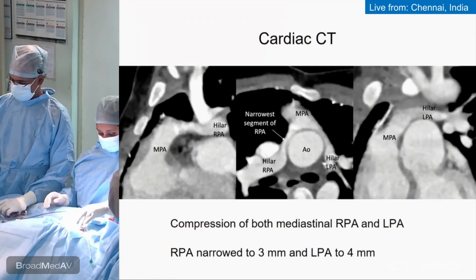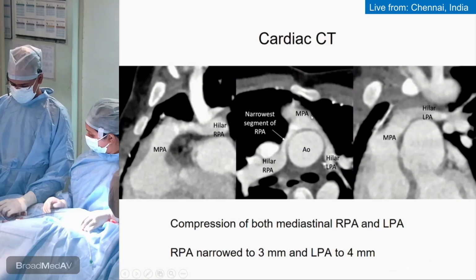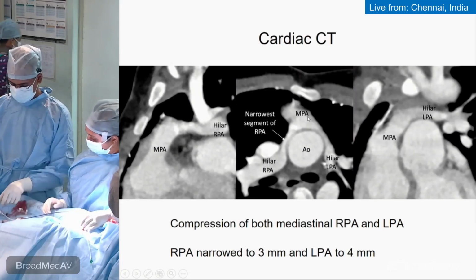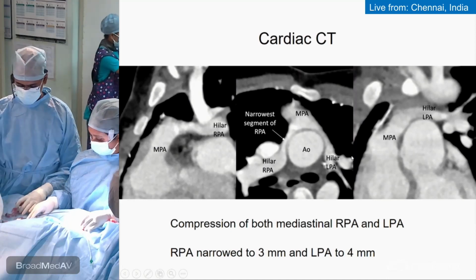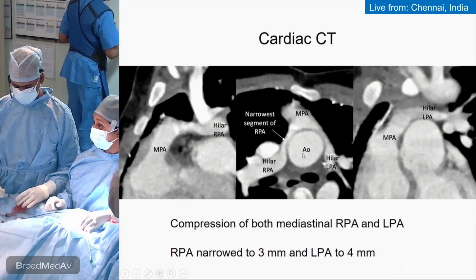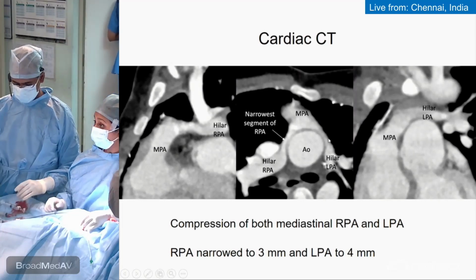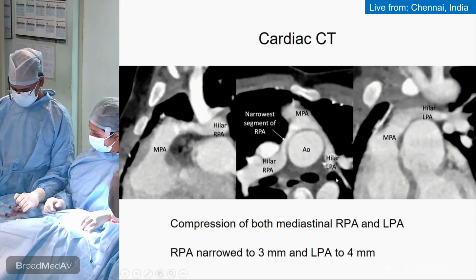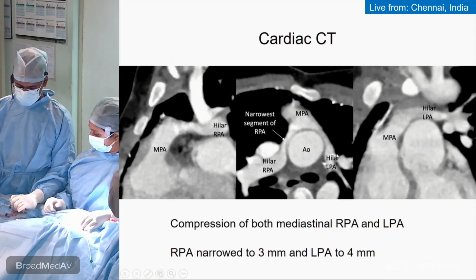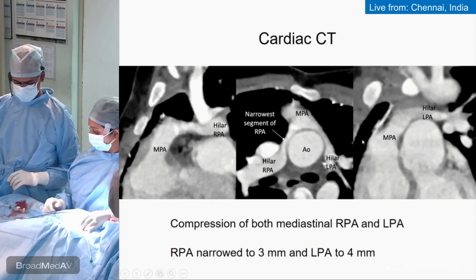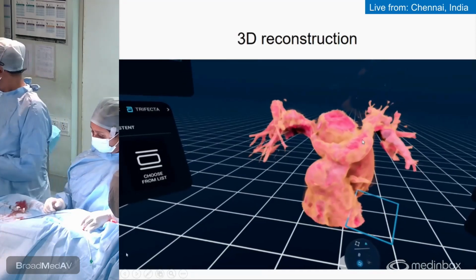So we did a CT. This is a CT which shows the Lecompte. This is the anterior MPA, this is the posterior aorta. This is the RPA and this is the LPA. We can see that the RPA has significant narrowing at the point of contact with the aorta, and also the LPA has significant narrowing here. The hilar RPA is good sized and the hilar LPA is marginally smaller. However, the narrowing was quite significant, and RPA narrowing was around 3 and LPA was around 4 mm.